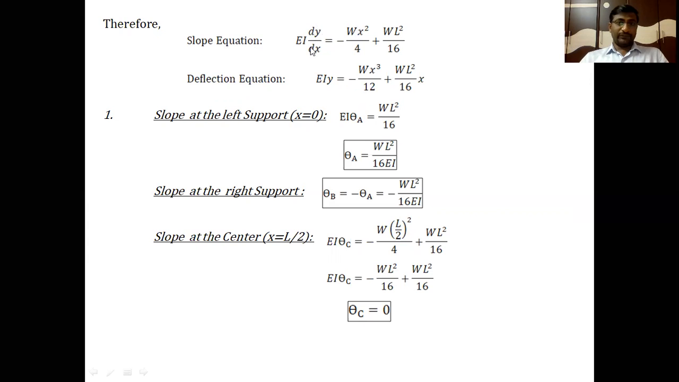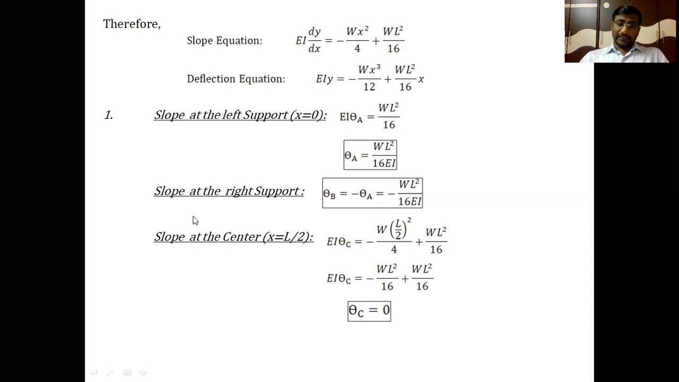So in place of dy by dx, I am writing theta A. Theta is the dy by dx slope, and A is the slope at point A. EI theta A is equal to, if you substitute 0 in place of x, this parameter becomes 0. So the remaining value is wl square by 16. So EI theta A equal to wl square by 16, therefore theta A is equal to wl square by 16 EI. This is the slope formula at the left support.